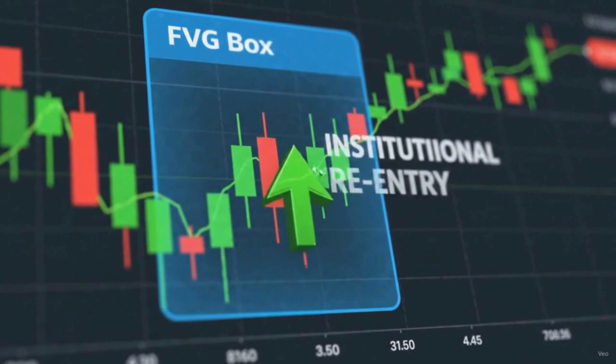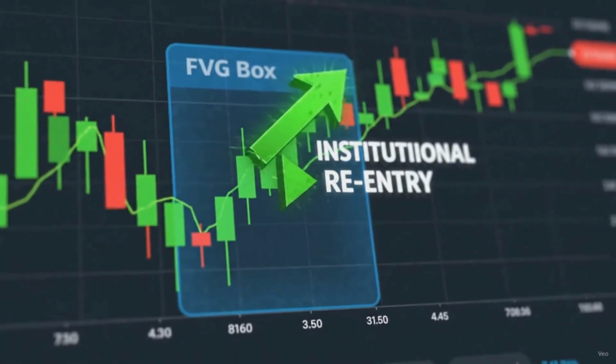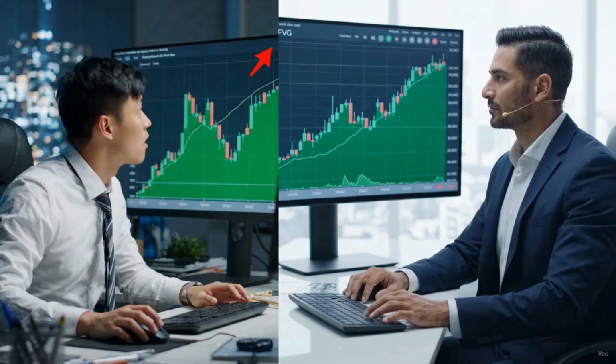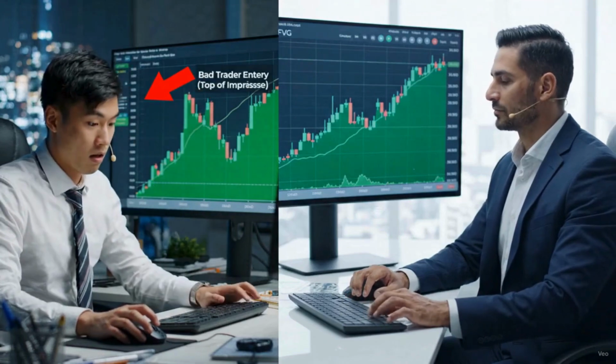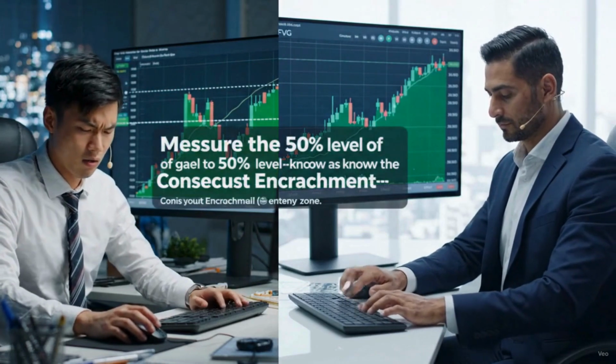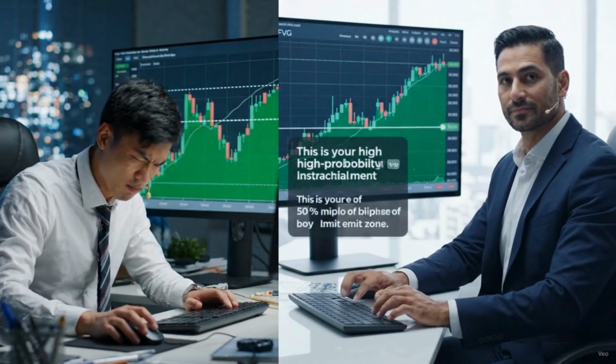Wait for price to pull back into the FVG to enter with minimal stop-loss distance. Measure the 50% level of the gap, known as the consequent encroachment. This is your high-probability institutional entry zone.